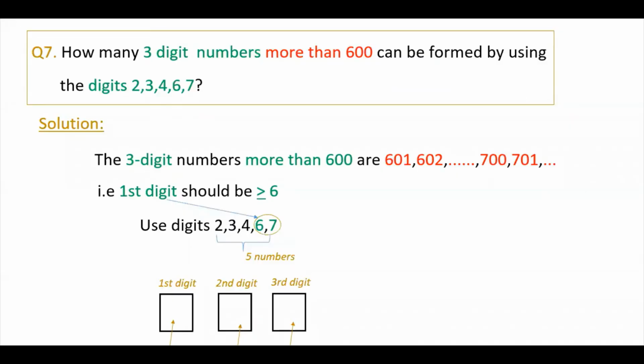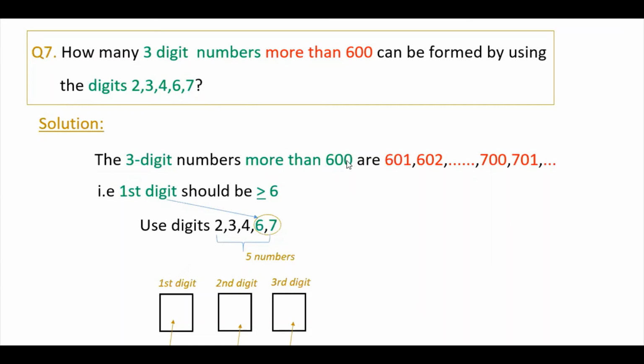This is the last question. It is an interesting problem. How many 3-digit numbers more than 600 can be formed by using the digits 2, 3, 4, 6 and 7? So here you have to form a 3-digit number. This is the first condition. And the second one, the 3-digit number should be more than 600. And the third one, you have to use only the digits 2, 3, 4, 6, 7.